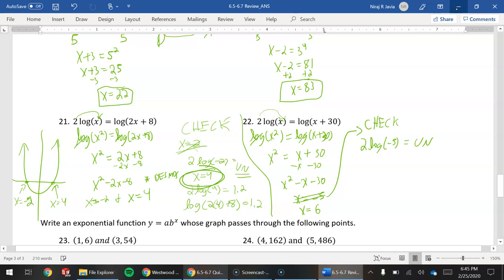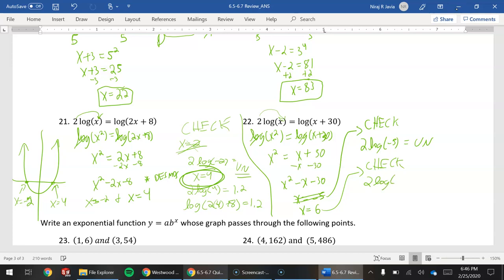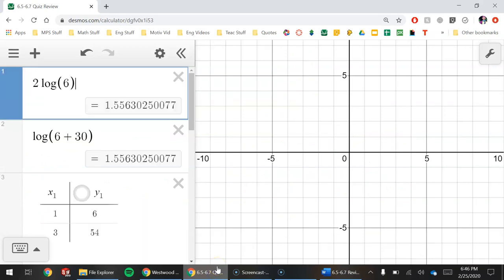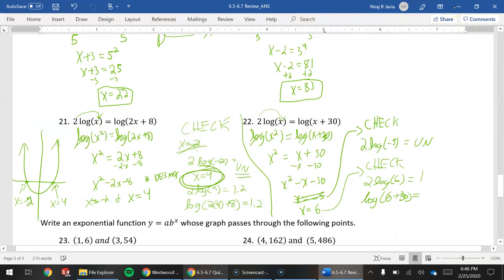Therefore, x equals negative 5 is not a solution. So we're going to check 2 log of 6, which is equal to log of 6 plus 30, which is equal to, let's say, 1.56. Yay, x equals 6 is your answer.